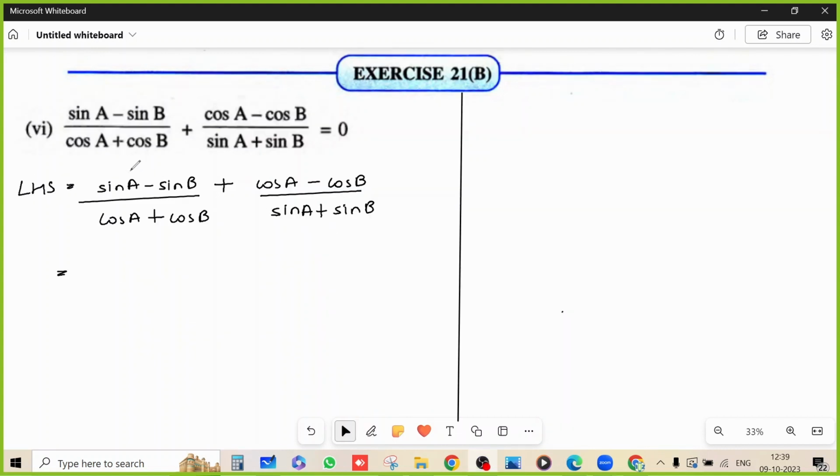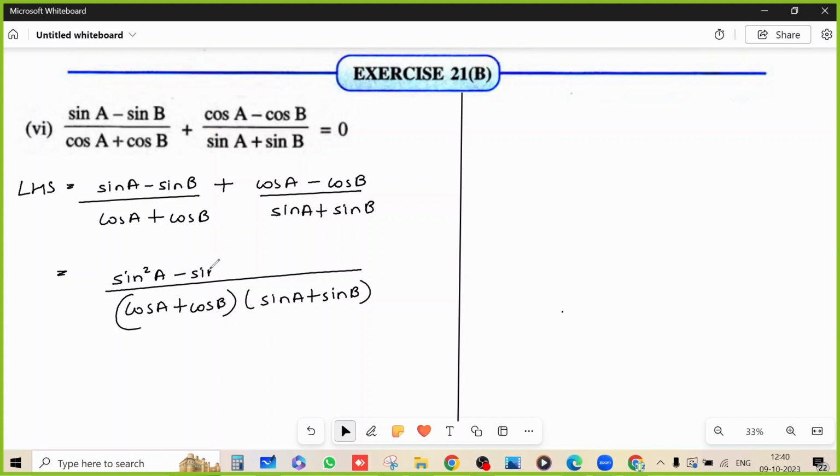In part 6, the LHS is given as (sin a minus sin b) divided by (cos a plus cos b) plus (cos a minus cos b) divided by (sin a plus sin b). Here we will find out the LCM by multiplication. So this will become (cos a plus cos b) into (sin a plus sin b). The numerators will get cross multiplied, which will be of the form (a minus b) into (a plus b). So this can be written as sin square a minus sin square b. Similarly, this is of the form (a minus b) into (a plus b), which will give us cos square a minus cos square b. The formula used here is (a plus b) into (a minus b) is equal to a square minus b square.